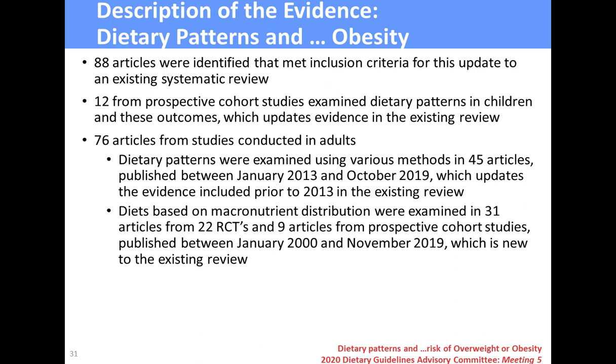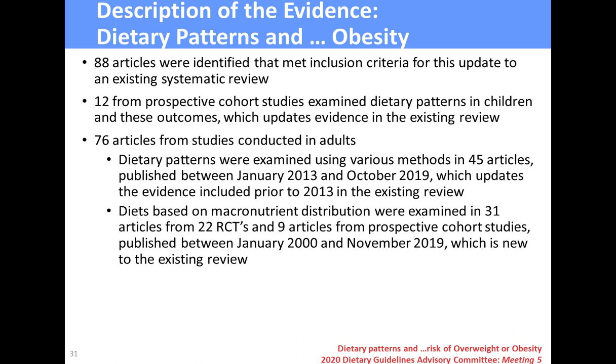88 articles were identified that examined the relationship between dietary patterns and growth, size, body composition, and risk of overweight or obesity, and met inclusion criteria for this systematic review. Among the included articles, 12 were prospective cohort studies conducted in children. 76 articles examined the relationship between dietary patterns in adults and body composition and risk of overweight and obesity.